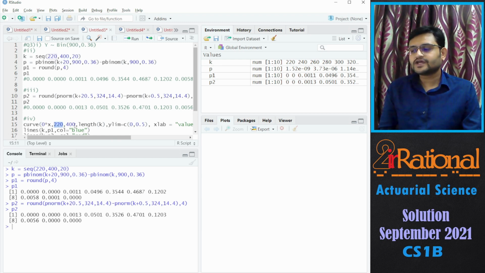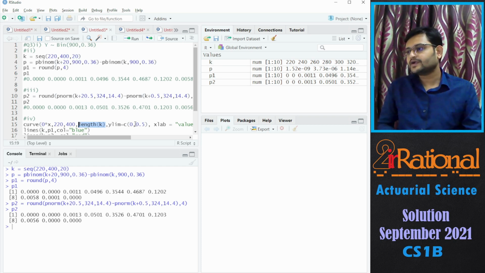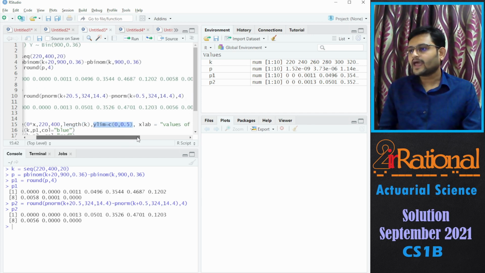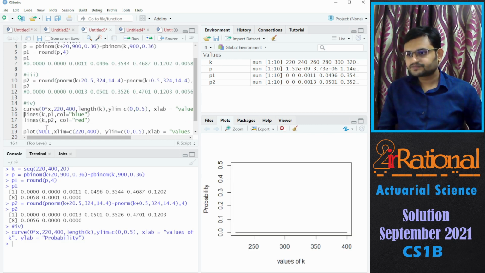Then the limits of x would be 220 to 400, and the length of k is the number of values that I am going to get, that is, these many different values, 20 values, whatever number of values I have here is the number of values that I am taking for x. Then I have specified my y limit. Otherwise it will literally make a plot that will not have any height in it. So I want height, therefore I have specified my y limit values and then specified the labels of x and y.